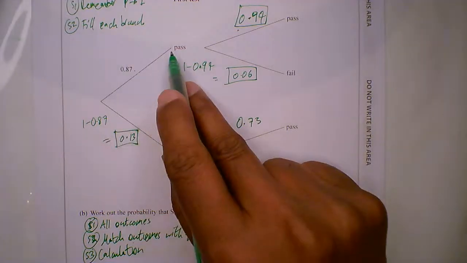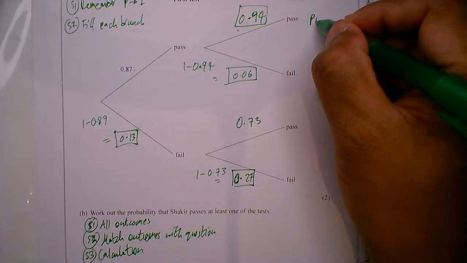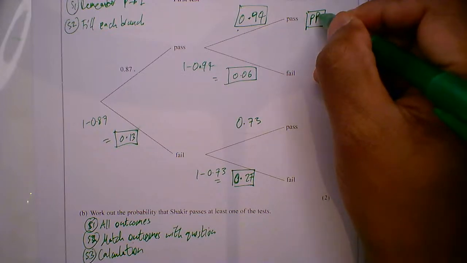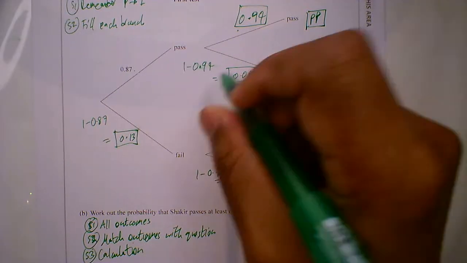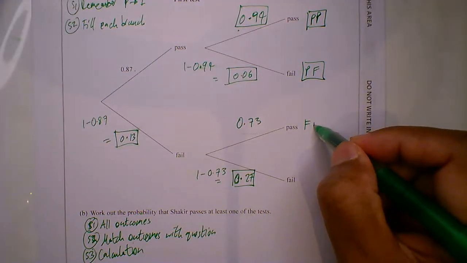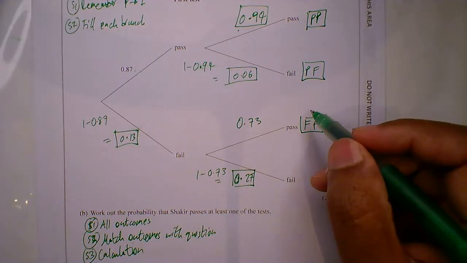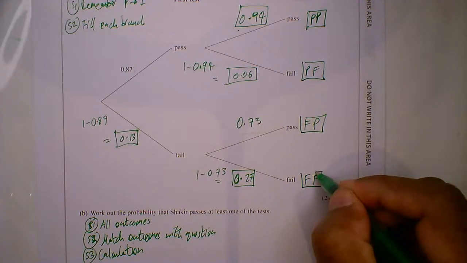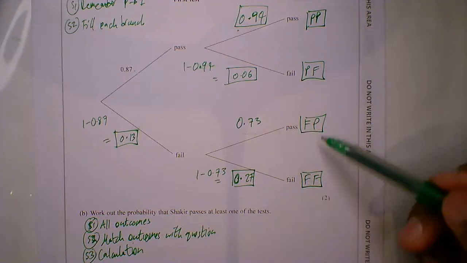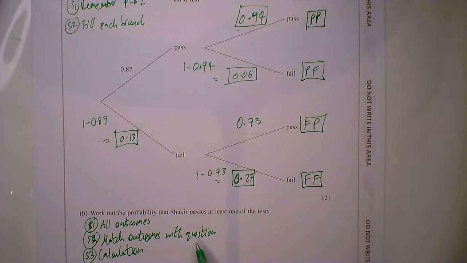So here we've got pass and pass. We've got pass and fail. We've got fail and pass. And then we've got fail and fail. So these are all our outcomes. We need to match the outcomes with the question.